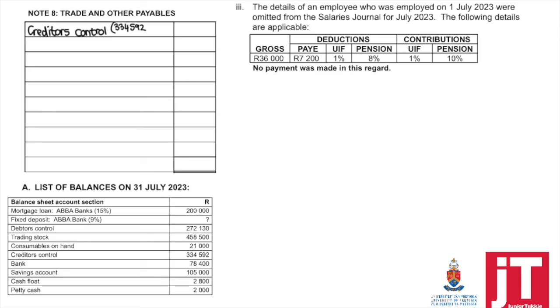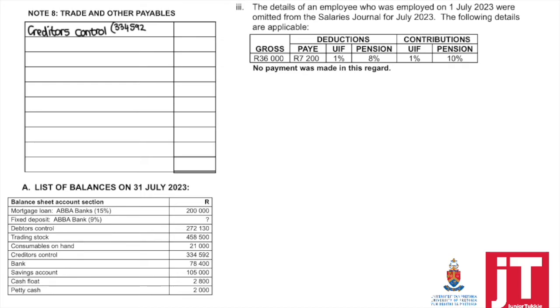Now, adjustment number 3. The details of an employee who was employed on the 1st of July 2023, in the beginning of this month, by the end of the accounting period, were omitted from the salaries journal for July. The following details are applicable. So take note how salaries and wages can be asked as the year-end adjustment. You need to realize the following.